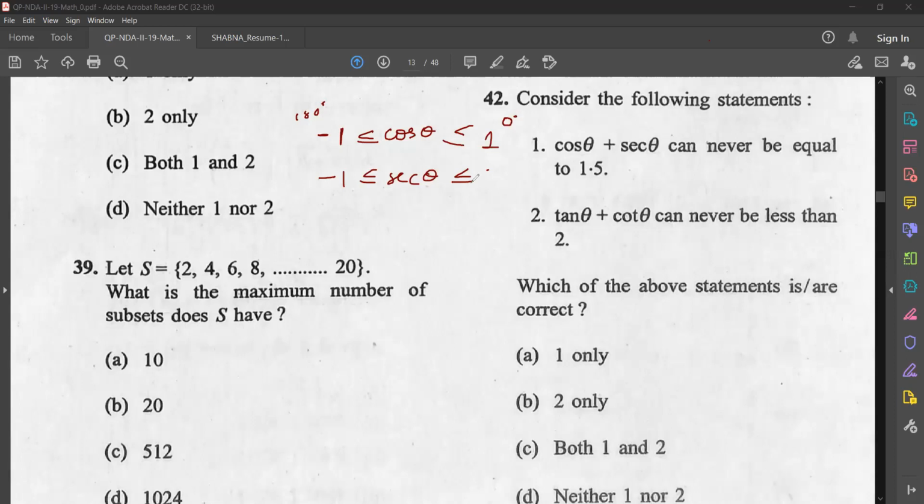-1 less than or equal to sec theta less than or equal to infinity, isn't it? Sec theta is negative. Sec theta is infinity for which one? Where you have cos theta 0. Cos theta is 0 for 90, isn't it? So for it, sec theta is infinity. So the maximum value of sec theta is infinity. For 90, sec theta is infinity.